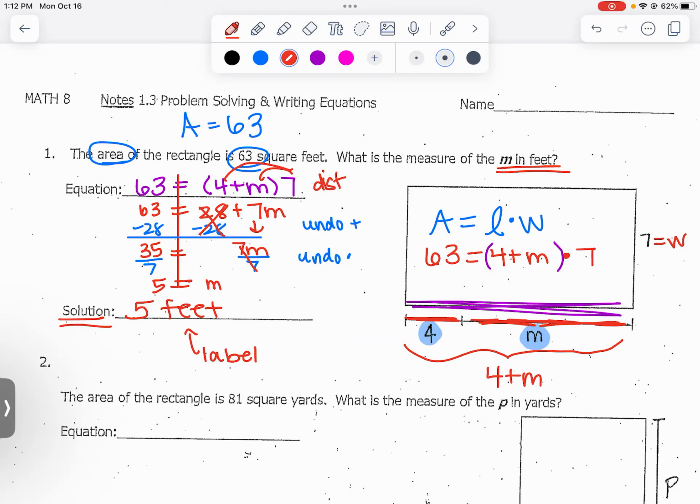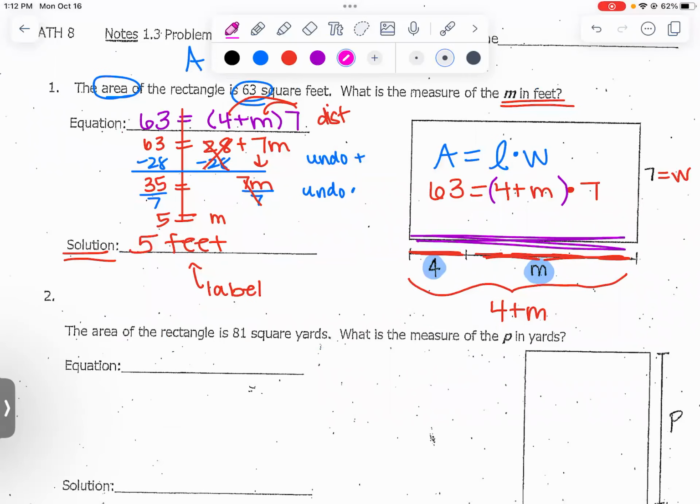Yeah, it tells you m is in feet. Okay, very good. Okay, now the picture scared you a little bit. Was that scary of a problem? Kind of. Okay. This is what I want you to do. Circle number 2, because that's going to be a part of your homework. And we're going to move to number 3.